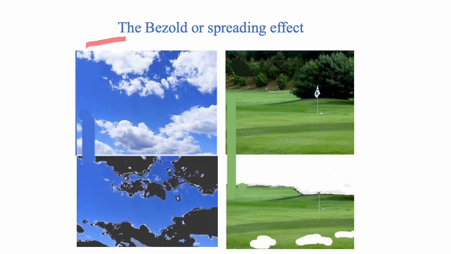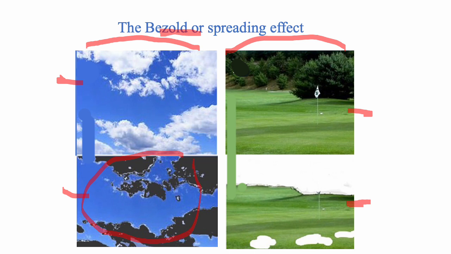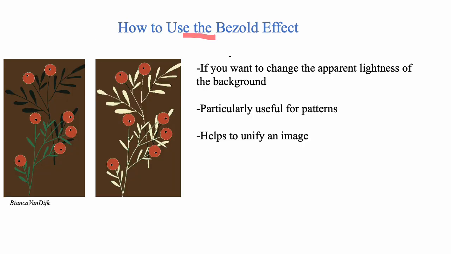Let's go back to our comparison of the sky, which seems lighter than the golf course. If we impose the Bezold or spreading effect, we can darken the clouds here, so now this blue looks darker than this blue. Similarly, I added white areas to the golf course, so now this green looks lighter than this green. And then when we compare this sky to this golf course, I think you would agree that the golf course now looks lighter.